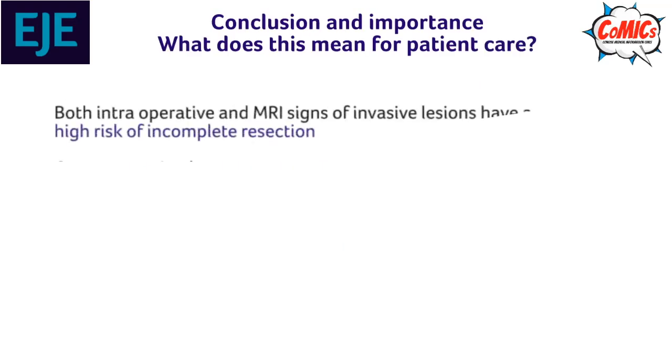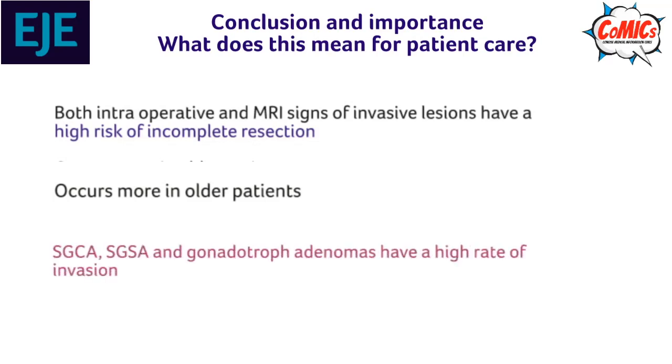Conclusion: both intraoperative and MRI signs of invasive lesions have a high risk of incomplete resection. This occurs more in older patients. SGCA, SGSA, and gonadotroph adenomas have a high rate of invasion.